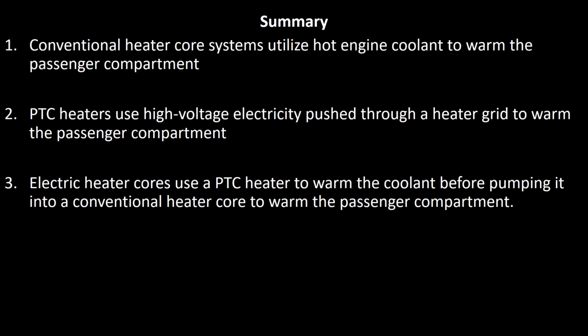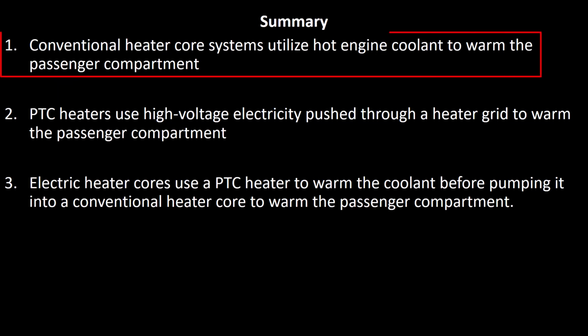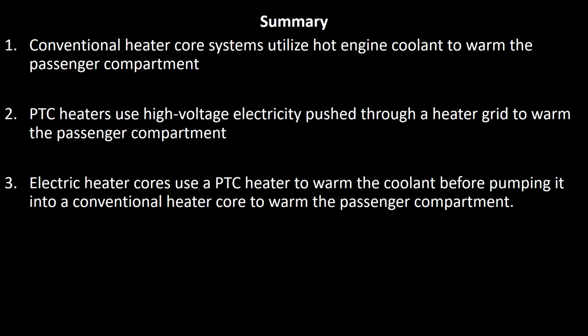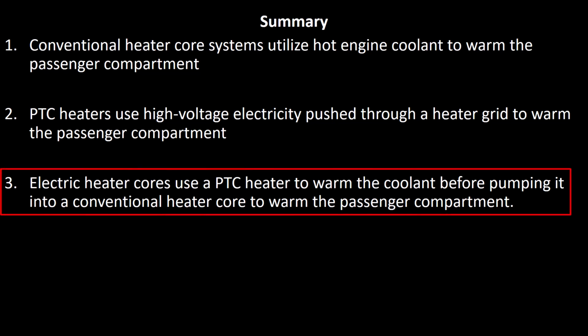All right, you finished up your hands-on, so let's do the summary and get on out of here. Number one, conventional heater core systems utilize hot engine coolant to warm the passenger compartment. Number two, PTC heaters use high voltage electricity pushed through a heater grid to warm the passenger compartment. Number three, electric heater cores use a PTC heater to warm the coolant before pumping it into a conventional heater core to warm the passenger compartment.